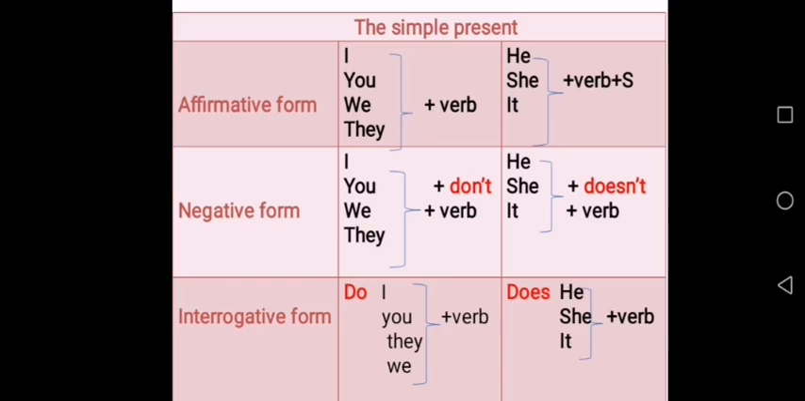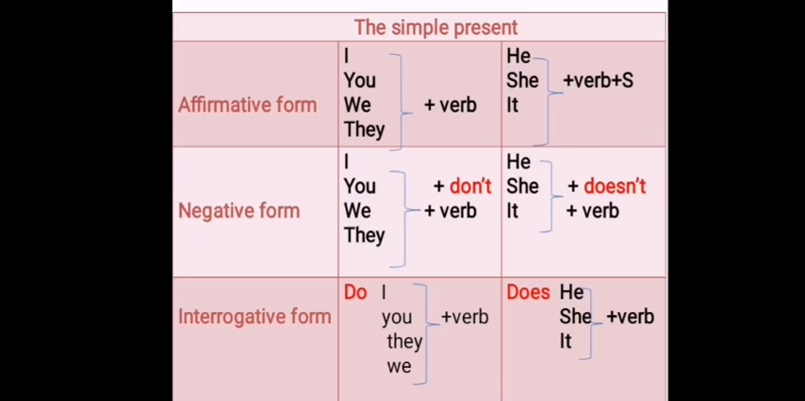Okay, so now we're going to see how we use the simple present in the affirmative form, in the negative form, and in the interrogative form. In the affirmative form, with I, you, we, they, we just put the verb, and with he, she, it, we add an S to the verb.